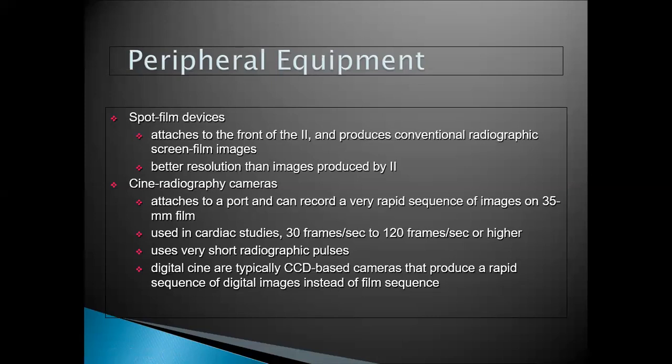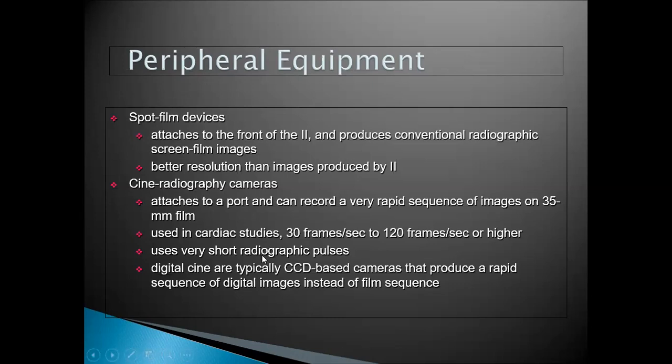So if you want a very, very high quality image, maybe a radiologist is doing a procedure that requires some particular detail from a section of the examination, and I want to go for a spot film. Then the cine radiographic camera is also attached. It's also one of the peripheral equipment you can have in the fluoroscopy machine.